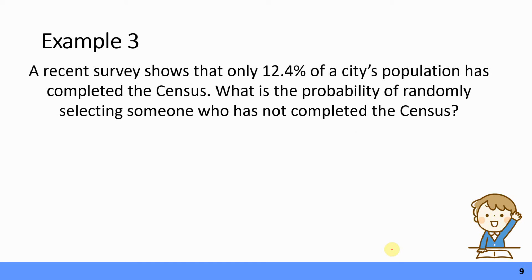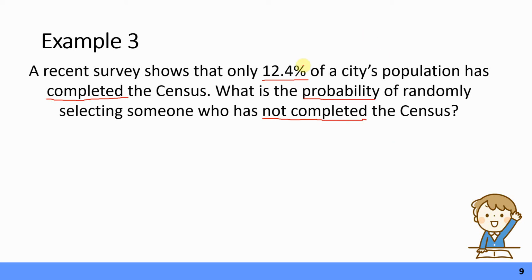So example number 3 says, a recent survey shows that only 12.4% of a city's population has completed the census. What is the probability of randomly selecting someone who has not completed the census? So again, as soon as you read that question, you should know we're going to solve it using the 100% that they have to add up to. Because I'm giving you the probability in percent that someone has completed the census. The question is, what is the probability that someone has not completed the census? So I give you part of it, you have to fill in the other part.